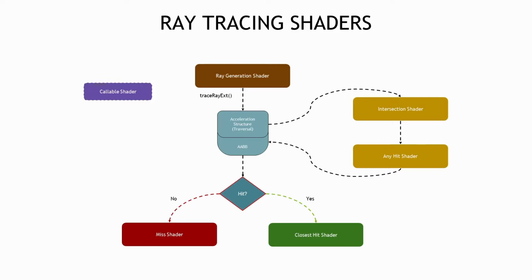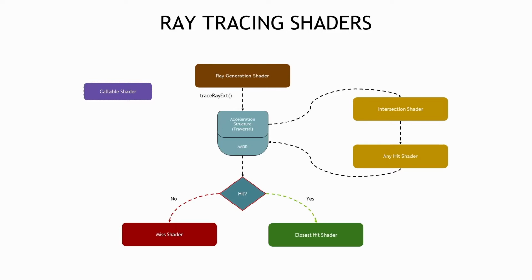Intersection shaders allow you to provide your own primitive intersection, for instance spheres instead of AABBs. Any hit shaders run when there is a non-opaque intersection and you would like to modify the intersection result. This is useful to implement alpha testing since you can permit rays to keep going.